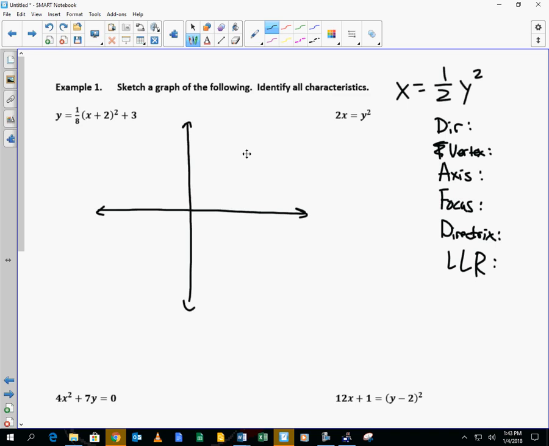And there we are. Let's start with the direction of opening. Very good. How come? It's positive. Very good. The other two classes haven't picked up on this one as quickly, but the vertex, zero, zero.